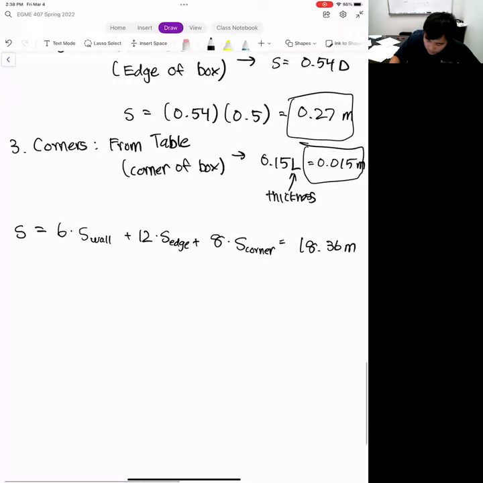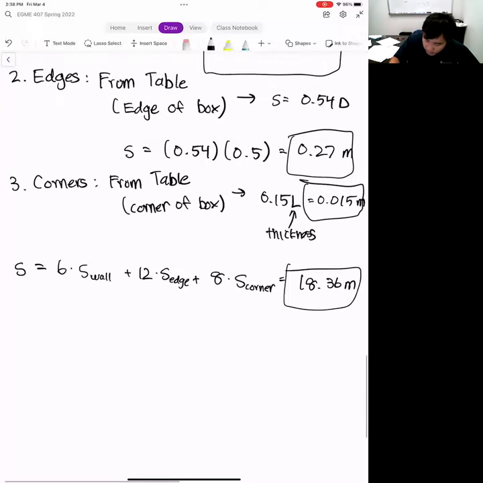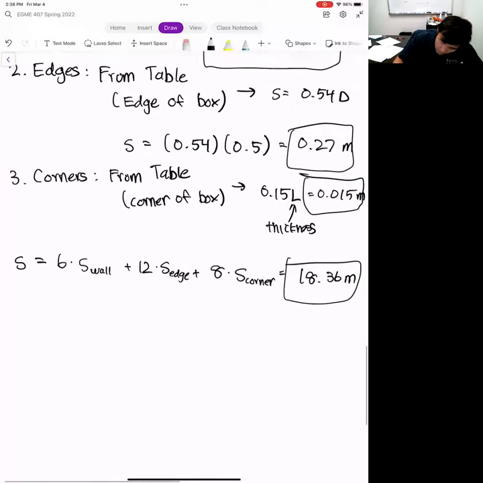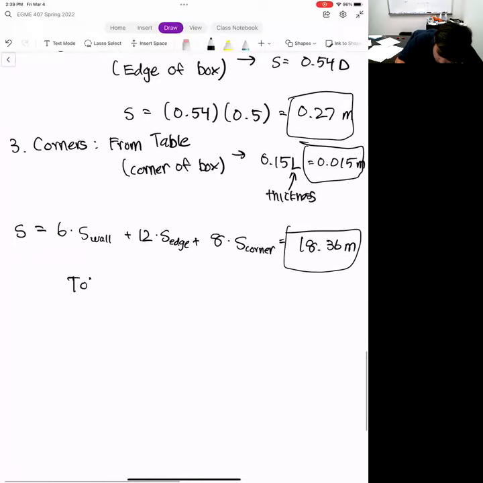Now that we have the total S, we can plug it back into this equation right here, because we had the thermal conductivity and the temperature difference. Our total Q is going to be 18.36 multiplied by 1.04 multiplied by 450 degrees C, and we get 8.592 kilowatts.